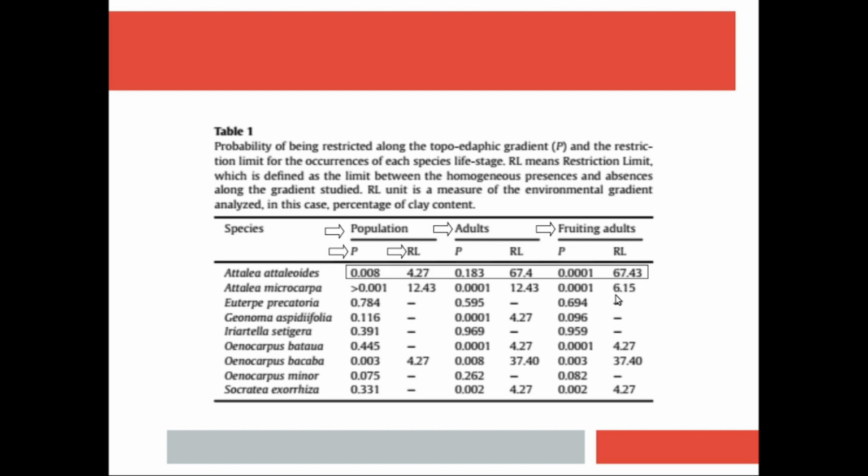In the case of the whole population, adults and fruiting adults, the unit is measured in amount of clay. So very little clay means a lot of sand, and a lot of clay means little sand. Here we can see Attalea attaleoides showing a significant breaking point of the whole population at 4.27 percent of clay content in the soil. The remainder of the soil is a mix of sand and other material, and this represents the very bottom of the valley.